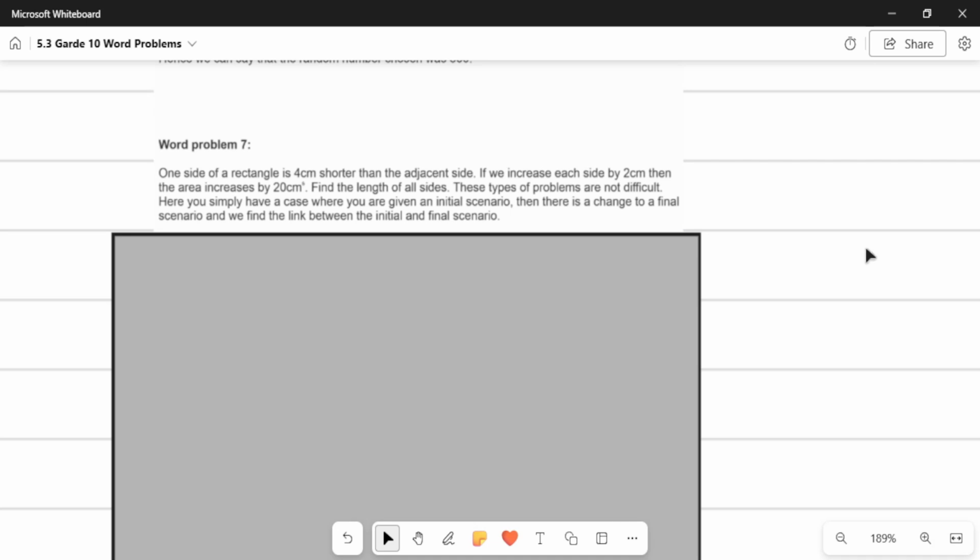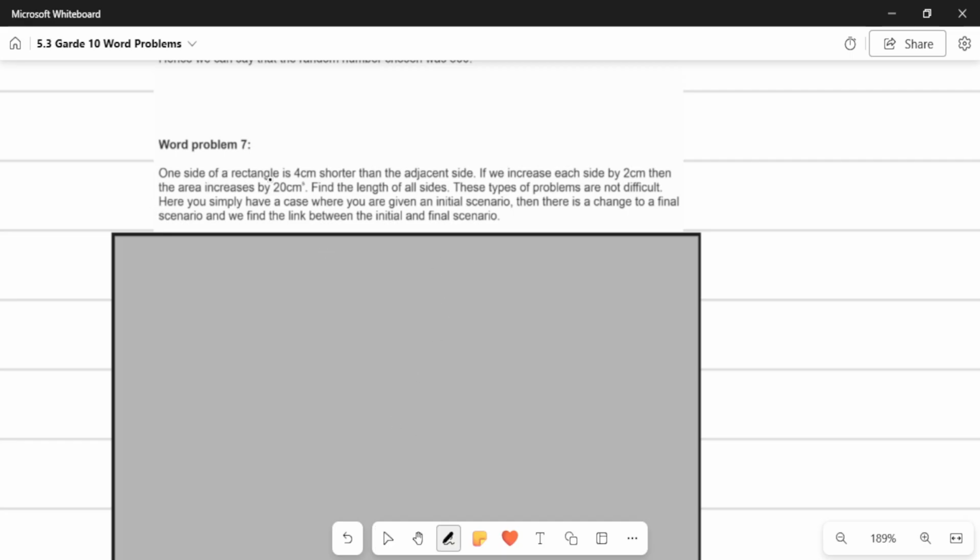Okay, let's look at our next problem. This problem will really emphasize the idea of having an initial scenario, having a final scenario, and then trying to link the two together. It's exactly as we've solved all of the other problems, but now I actually put a visual to it so you can see exactly what I'm saying.